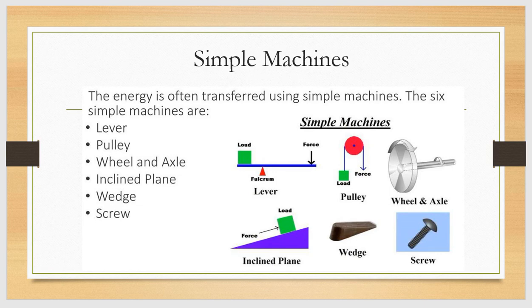Here are some simple machines. The energy is often transferred using simple machines. There are 6 types of simple machines over here. In your book these are given, but we will discuss just the pulley because in the previous class you have learned about the other machines. Lever, pulley, wheel and axle, inclined plane, wedge and screw.